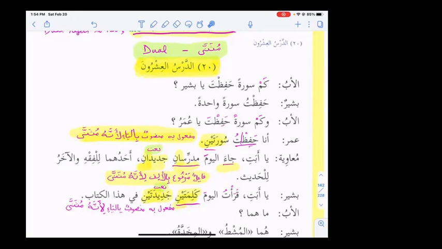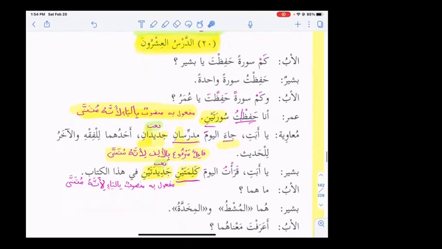Kalimataini jadidataini. Kalimataini is mafulun bihi, mansubun bil ya, because it is musanna. Jadidataini is a naat. It should match the same way. It's mansub, and the sign of its nasb is ya.